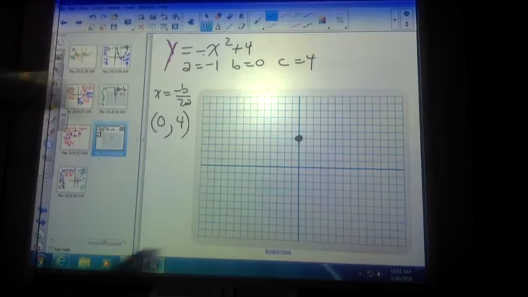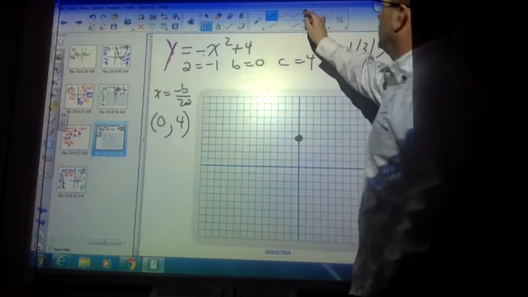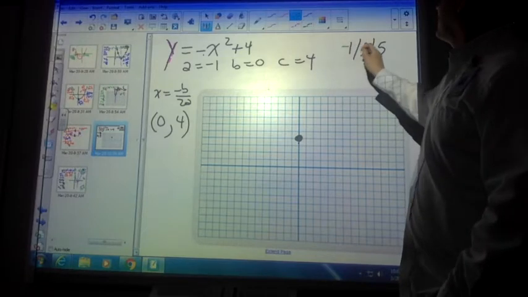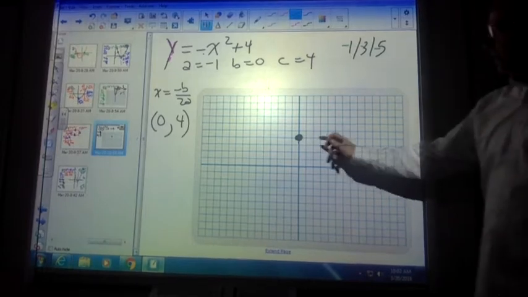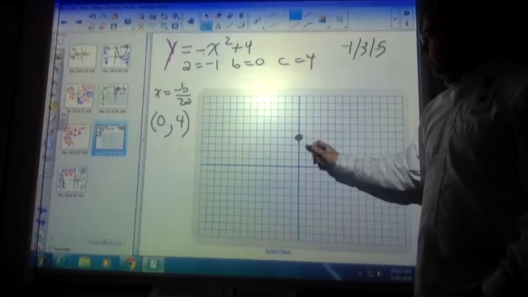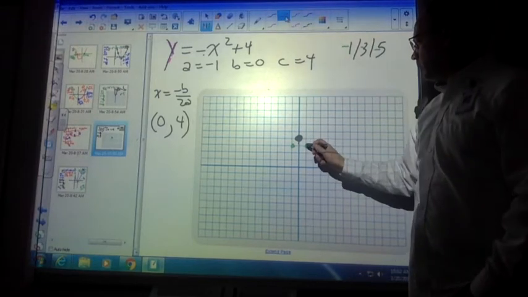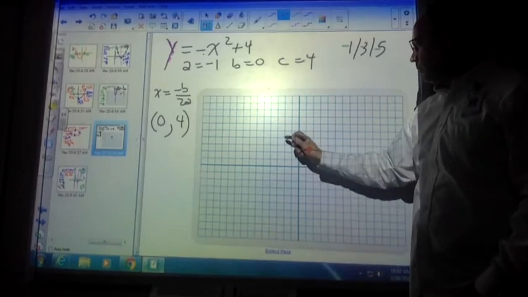Now remember I just said the 1, 3, 5 goes along with the a value? So what do you think? Negative 1, negative 3. Okay, ready? Right 1 down 1. Left 1 down 1. Right 1 down 3. Oh, I found a root. Left 1 down 3.